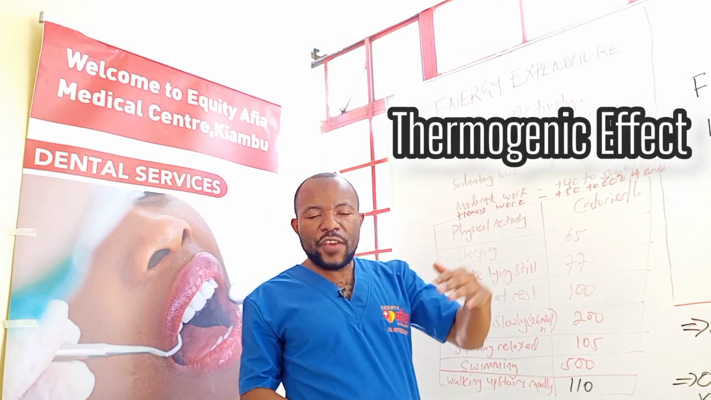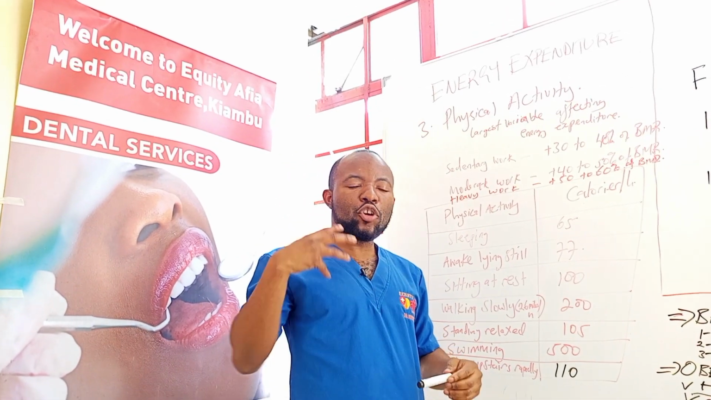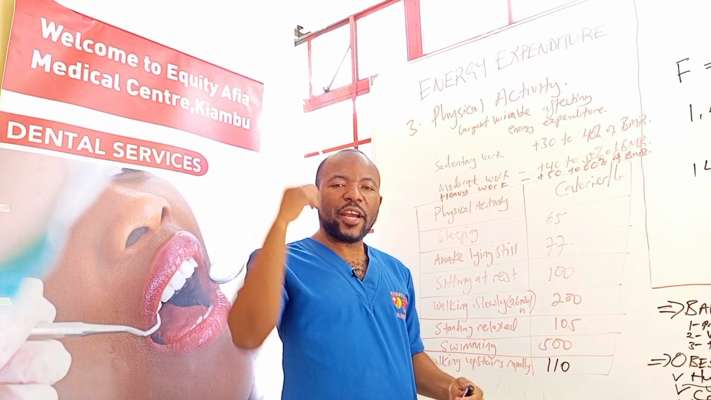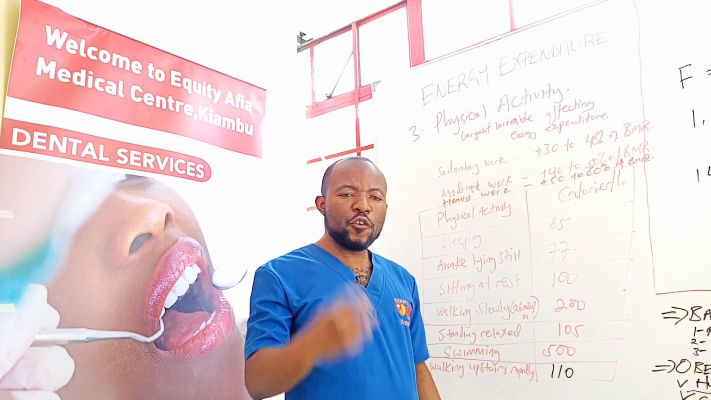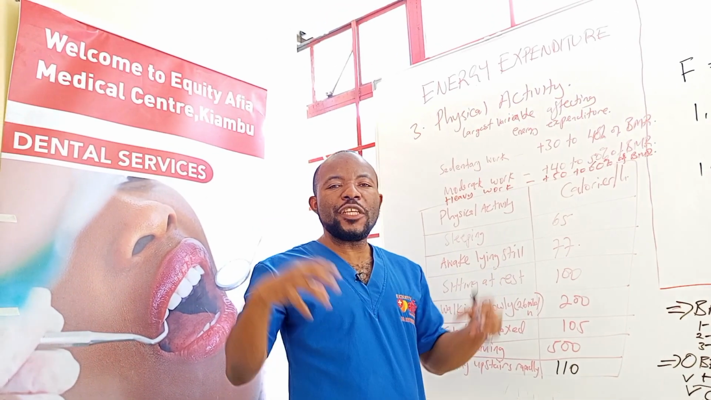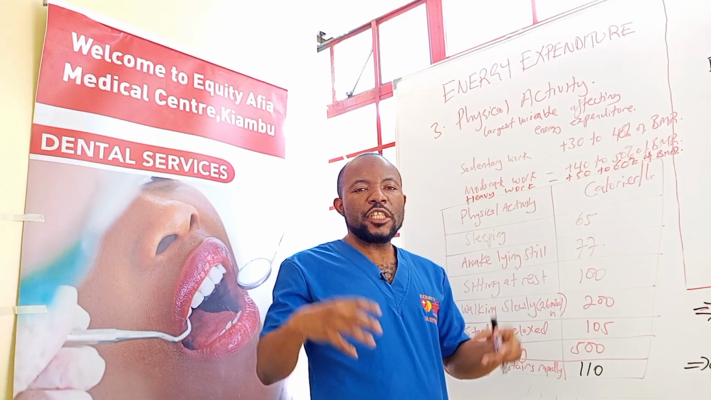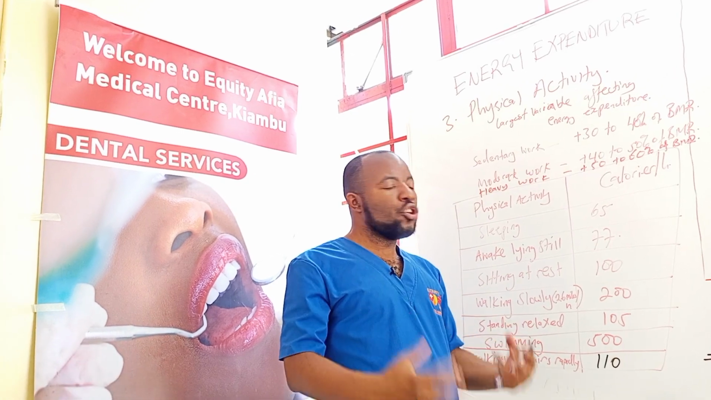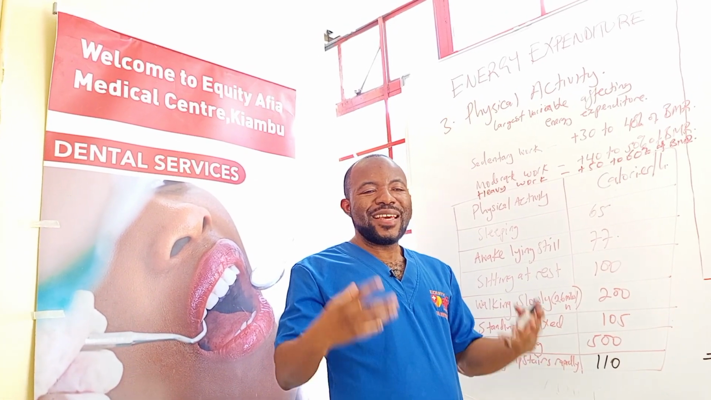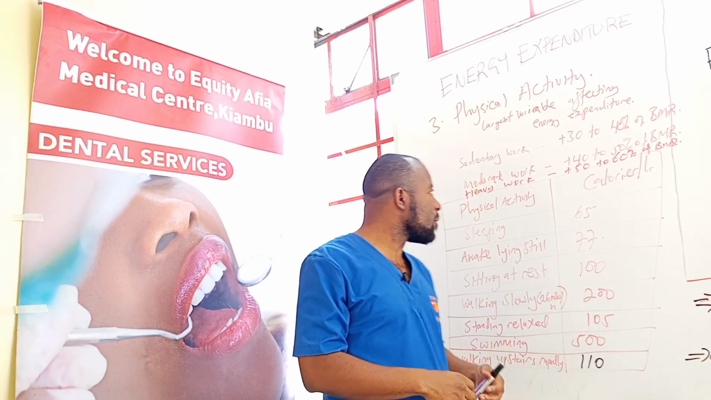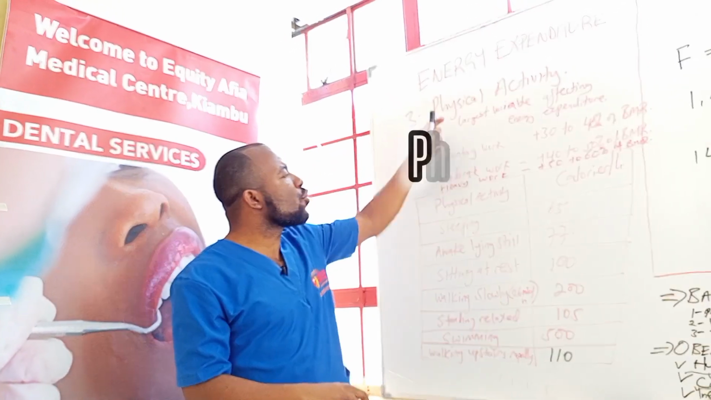2, the thermogenic effect, which is the energy that each food needs to break down. So the more energy the food needs to break down, the safer that food is for you. That food is keeping you safe. That's the reason most people are not overweight, because they eat more proteins, which have more thermogenic effect. And then number 3, the physical activity.